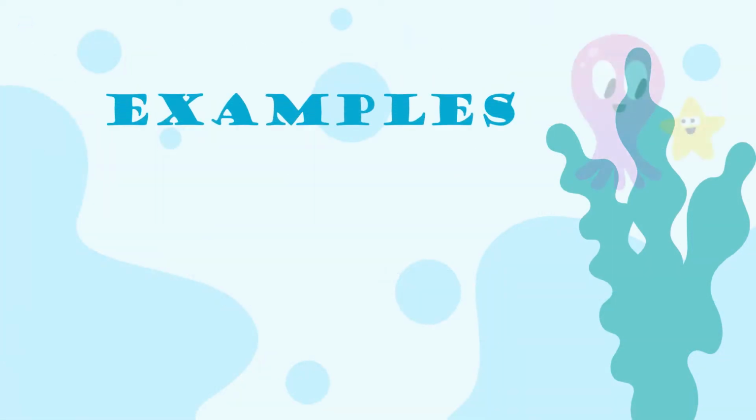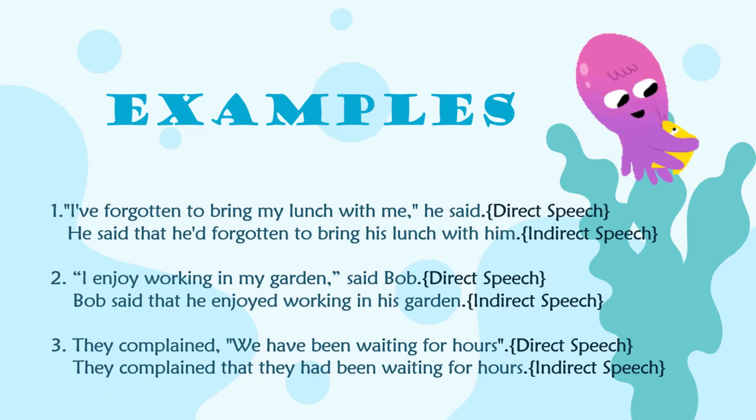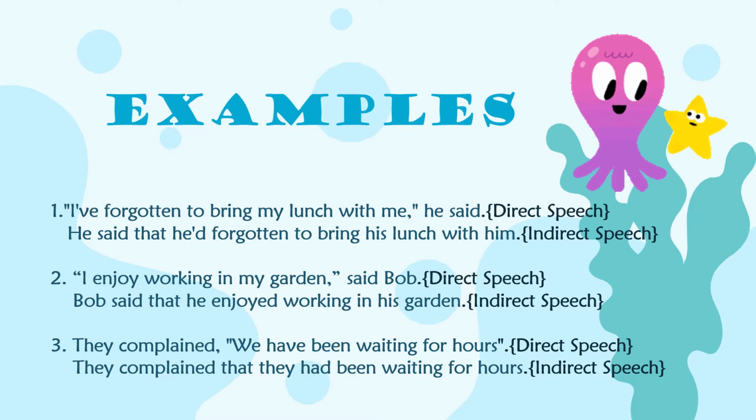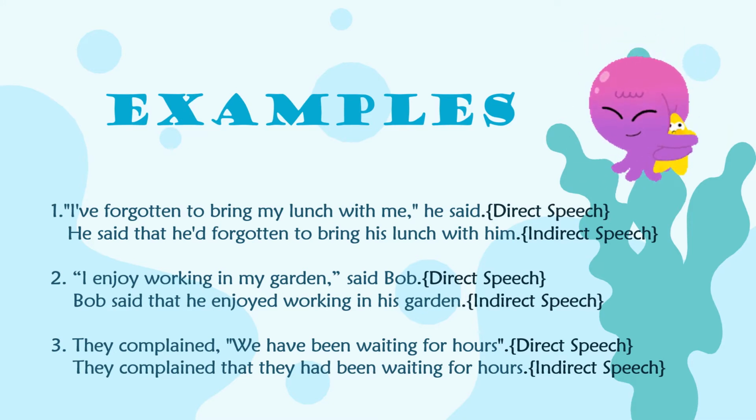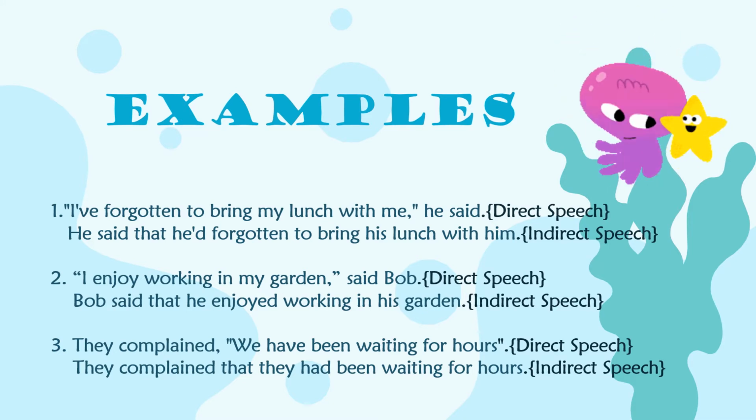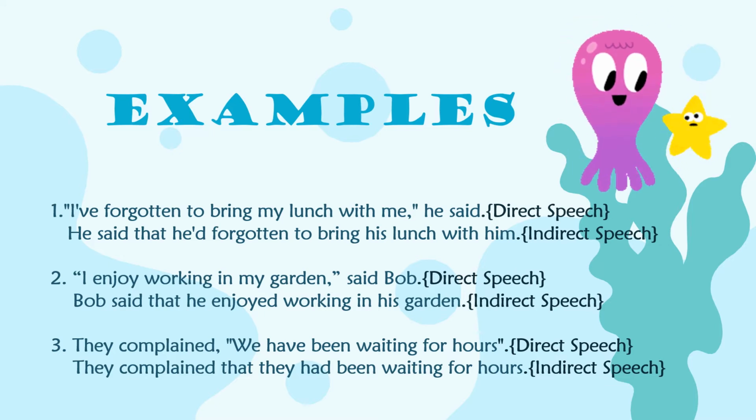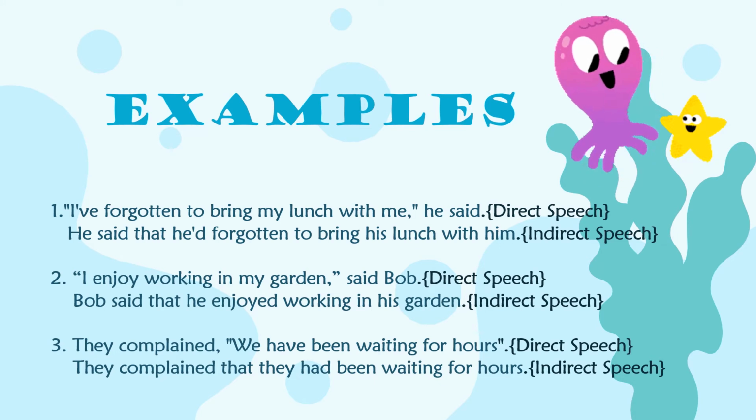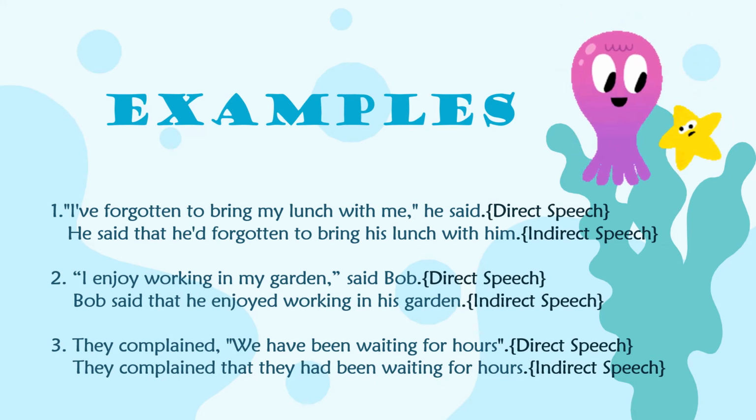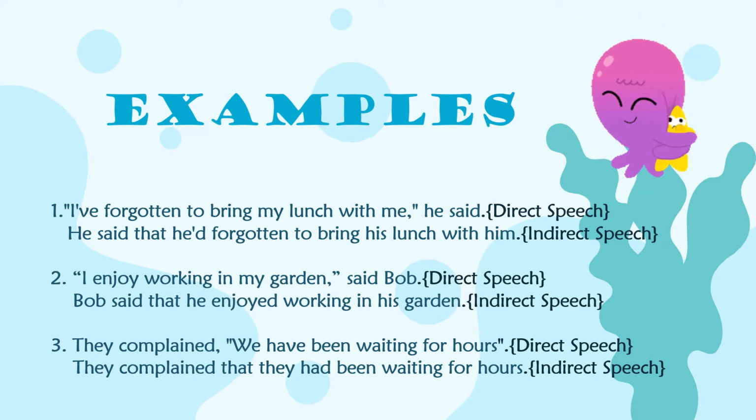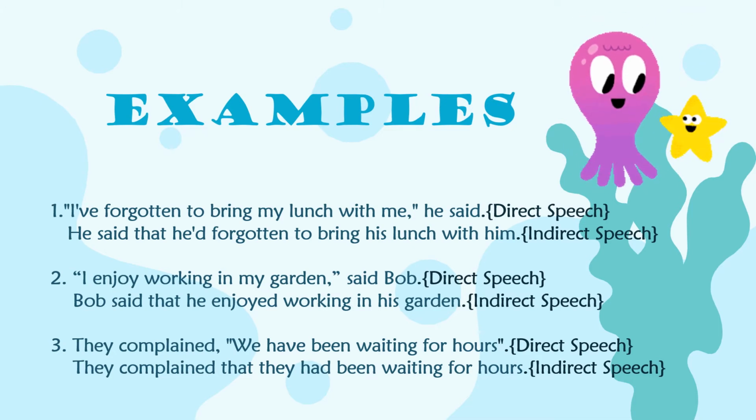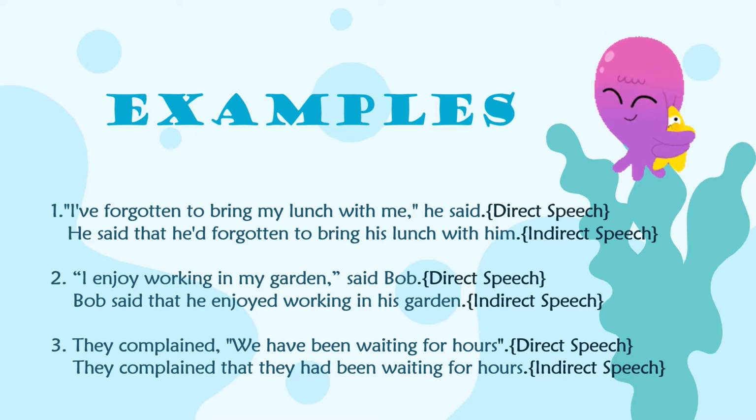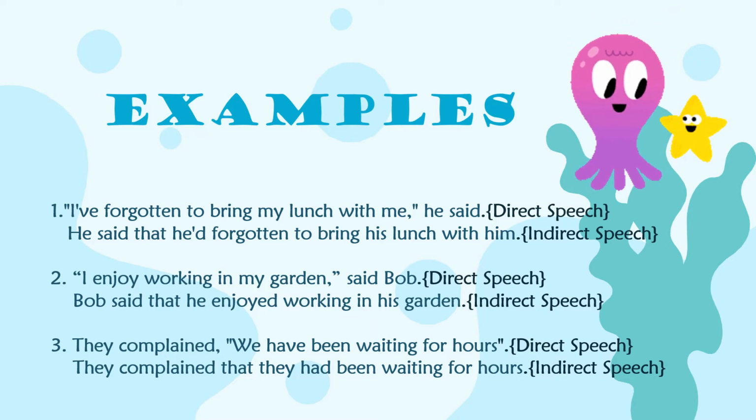Let's see some examples of direct speech and indirect speech. "I have forgotten to bring my lunch with me," he said. He said that he had forgotten to bring his lunch with him. "I enjoy working in my garden," said Bob. Bob said that he enjoyed working in his garden. They complained, "We have been waiting for hours." They complained that they had been waiting for hours.